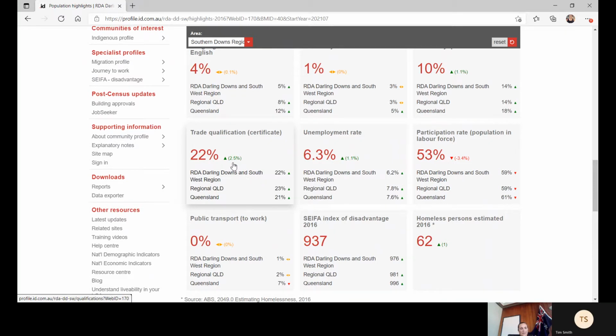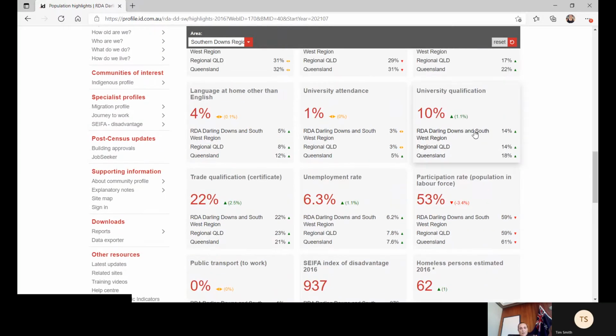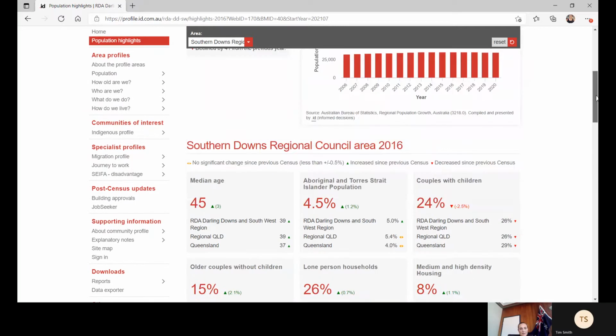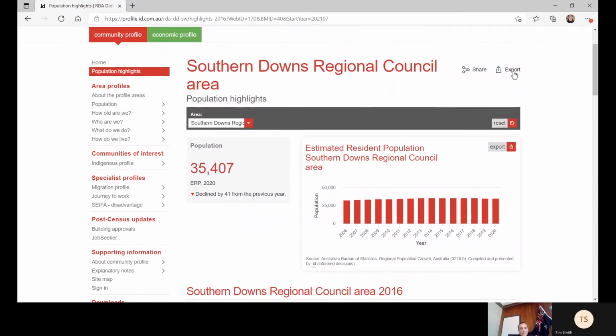And that little green arrow beside that means that's how much it grew between the census periods. If it's in yellow, it means it didn't really change. This is telling me that university qualifications grew by 1.1% between 2011 and 2016. So you'll be able to follow that when the new census information comes out as well. So it's a good little page. You can just export it into a PDF. So when someone rings and says, what's the median income of people in the Southern Downs Shire, you can quickly access that information as well.